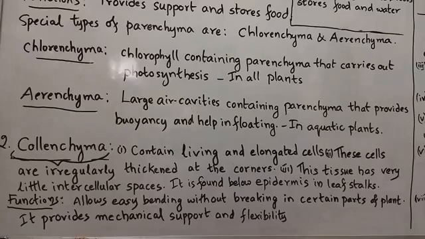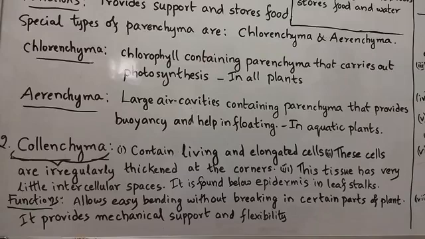Collenchyma. It is the simple permanent tissue that contains living and elongated cells. The cells of collenchyma are irregularly thickened at the corners. Meaning not the entire covering area of the cell, but only at the corners the cells are thickened. Collenchyma has very little intercellular space. Meaning in between the cells the space is very little because of irregular thickenings of the cell wall, especially at the corners.